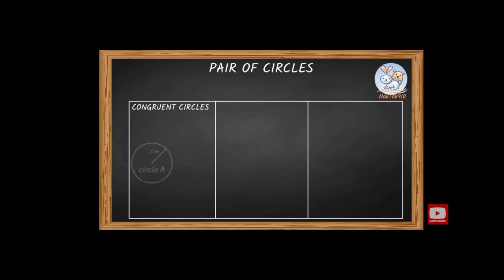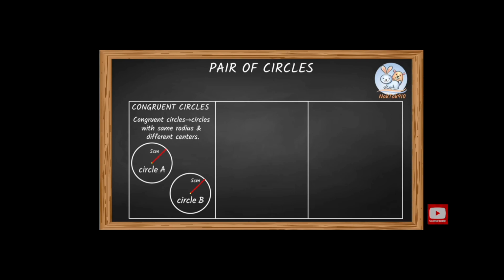Say I have a circle with its radius as 5 centimeters. I have another circle with the same radius as 5 centimeters. Here, they're similar circles, but they don't share the same center, so they're congruent. That means congruent circles are circles that have the same radius but different centers. So these two circles here are congruent to each other because they have the same radius of 5 centimeters and different centers.